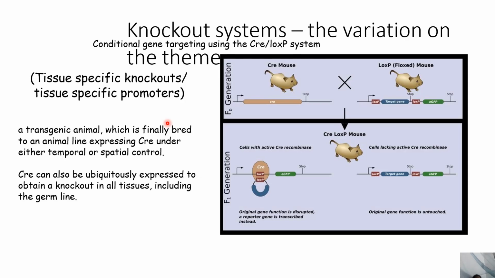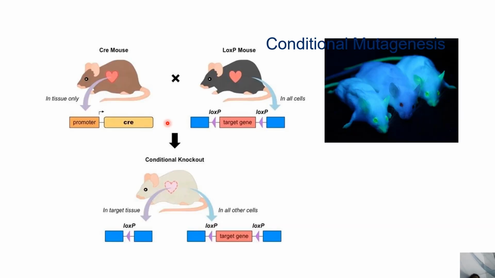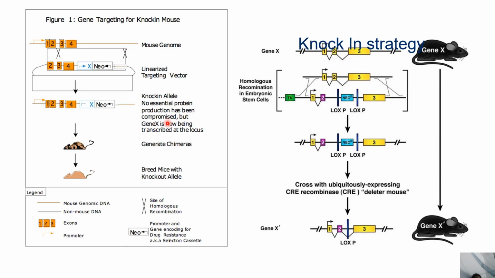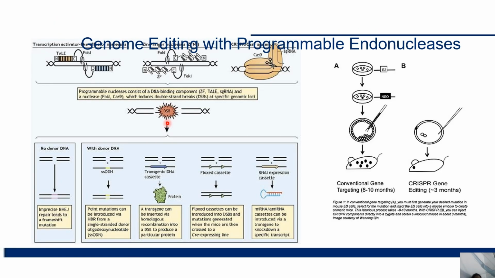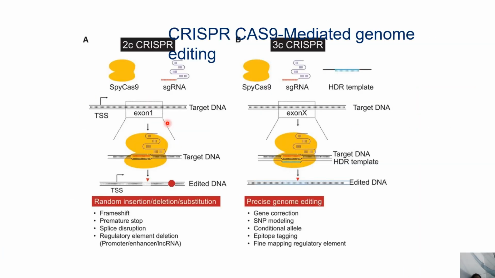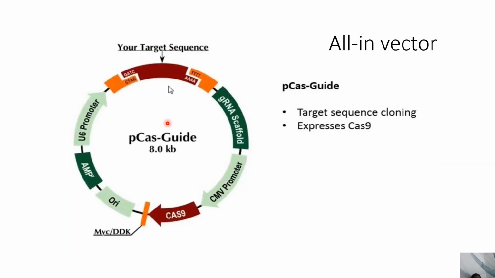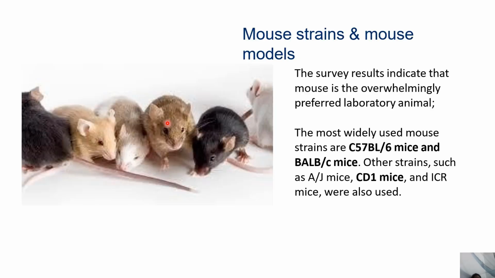A transgenic animal is finally bred to an animal line expressing the Cre under either temporal or spatial control. So Cre can also be ubiquitously expressed to obtain a knockout in all tissues including the germline. Okay, these are the strategies. Not going into too much detail. I will upload the slides, you can go through it. I'm not going into too much detail.